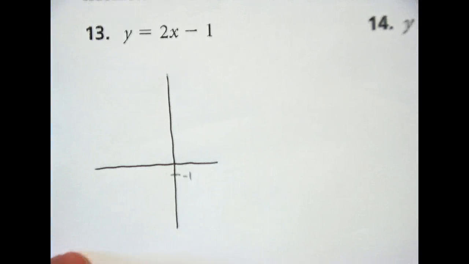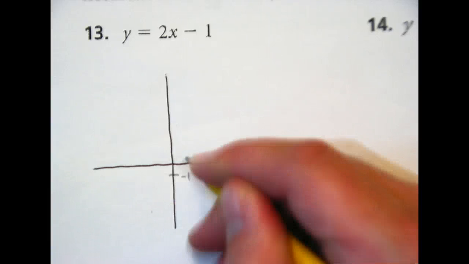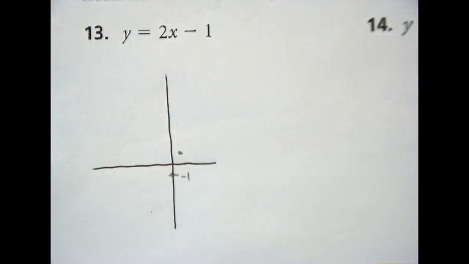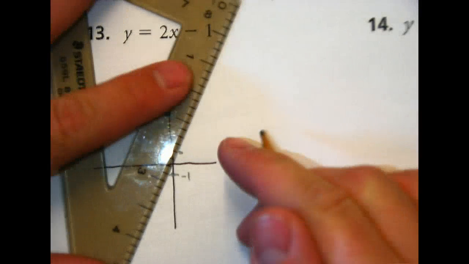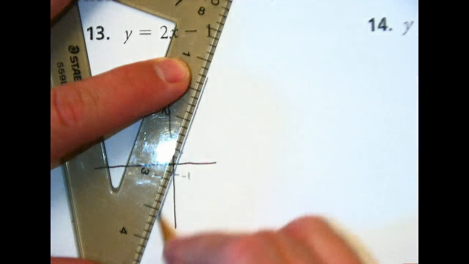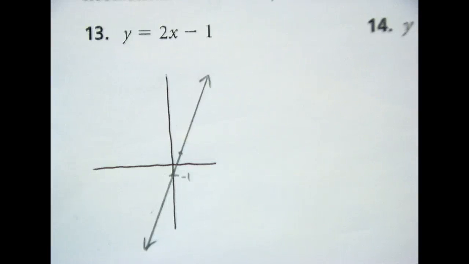Our slope is 2, so I'm not even going to worry: 1, 2, and over 1. I'll find one other point, and we'll draw our line. Don't be jealous of my right triangle ruler. Okay, there it is. Now that didn't do anything.